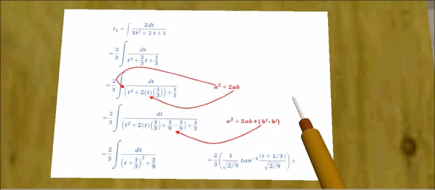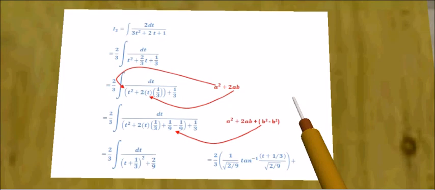A perfect square (a plus b) whole square is a square plus 2ab plus b square. So for my a square I have t square. Then I simplify the second term as 2ab, as 2 into t, times 1 by 3. So my a is t and my b is 1 by 3. So my b square will be (1 by 3) square, that is 1 by 9.